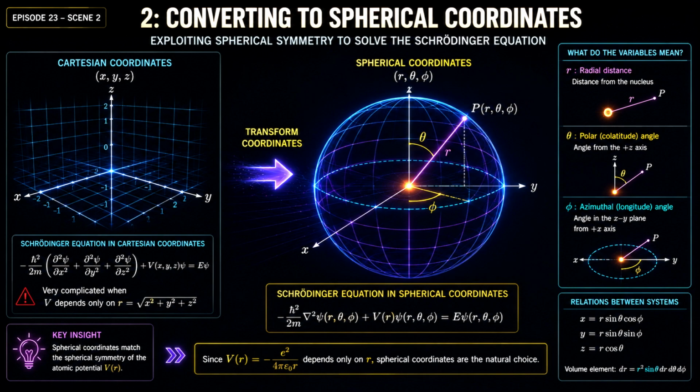Here, variable r represents the true radial distance from the nucleus. Variable theta represents the colatitude or polar angle relative to the vertical z-axis. Finally, variable phi represents the azimuthal longitude angle mapped across the horizontal xy plane. This crucial transformation allows us to exploit the natural spherical symmetry of the atomic system, simplifying our differential operators and making the complex wave mechanics solvable for university-level quantum chemistry.